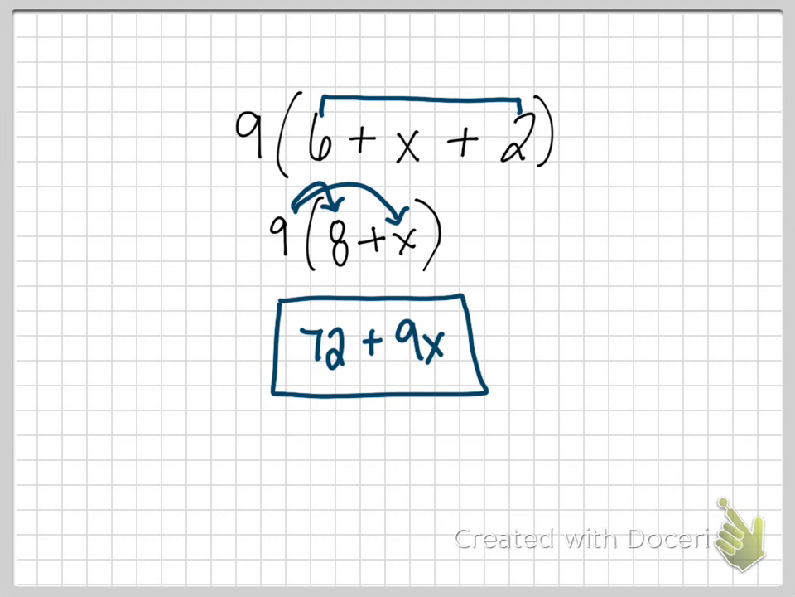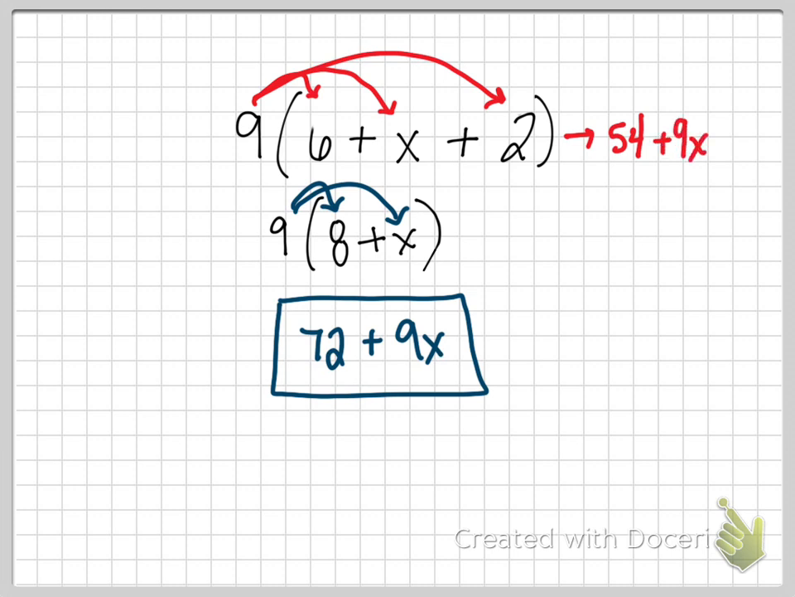Did anyone do it the other way? Kennedy? Do 9 times all the terms in the parentheses. Good. So the other way to do this would be to just distribute the 9 to every term, right? So then we get 9 times 6 is 54. 9 times x, so plus 9x, plus 9 times 2 is 18.